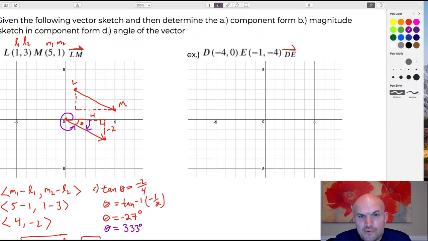So in the next vector, we have a point at negative 4, 0. There's D. And then we have negative 1, negative 4. 1, 2, 3, 4. So that's going to be E. It looks like I picked this again... You know what? Let's change this. Let's go from E to D. I'm going to change this.